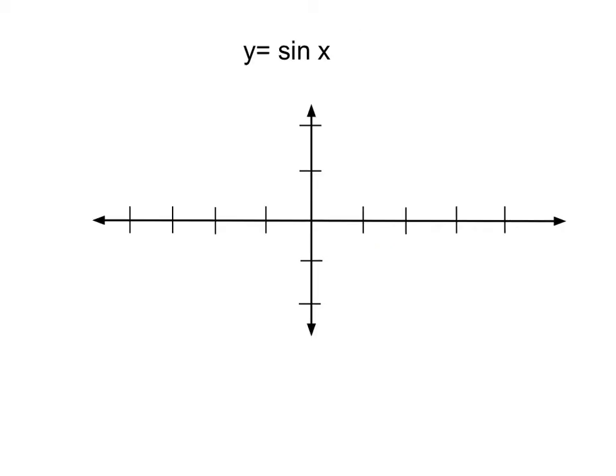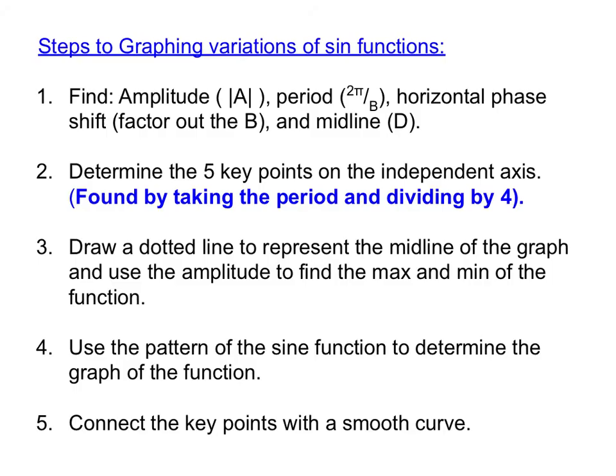Now, again, when we're graphing a sine function, we're going to have 5 points. Notice I had 5 points there. 1, 2, 3, 4, 5. So 5 points is going to complete a full cycle. And your scale is going to change depending upon your phase shift and your period. So let's take a look at how we're going to graph this.